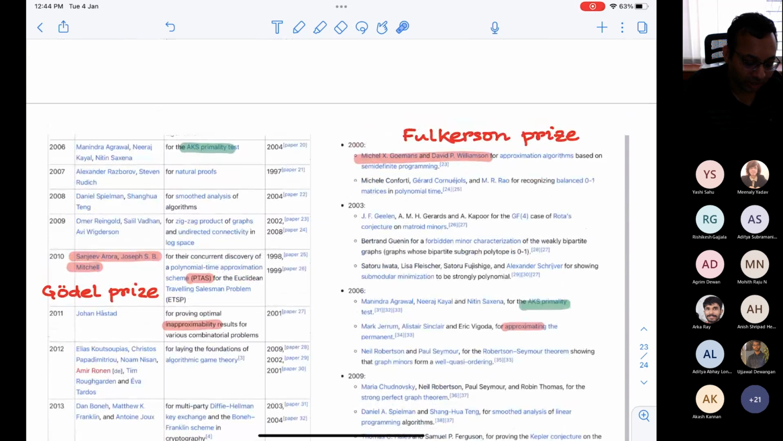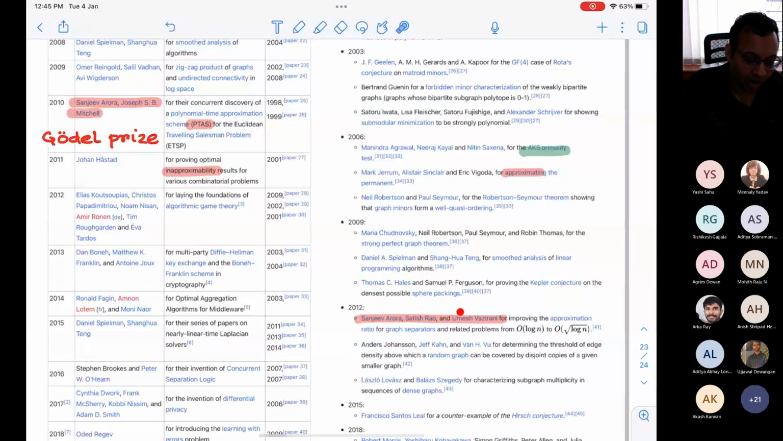It's before this. Fulkerson: Goemans and Williamson, I mentioned the max cut algorithm using a semidefinite program, they got that award. Jerrum, Sinclair, Vigoda got it for approximating the permanent. Arora, Rao, Vazirani got it for approximating the sparsest cut problem and so on.